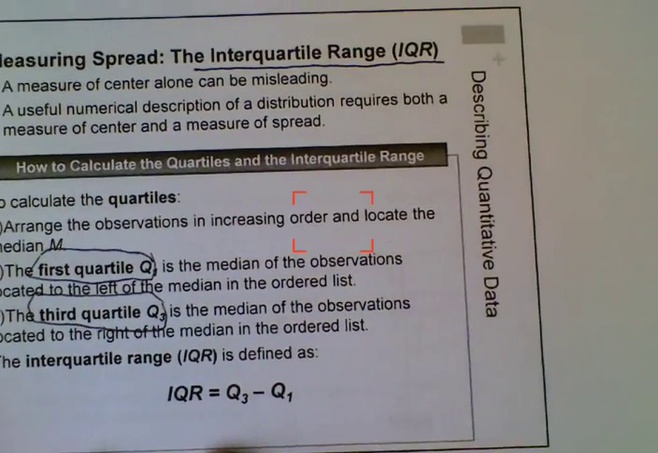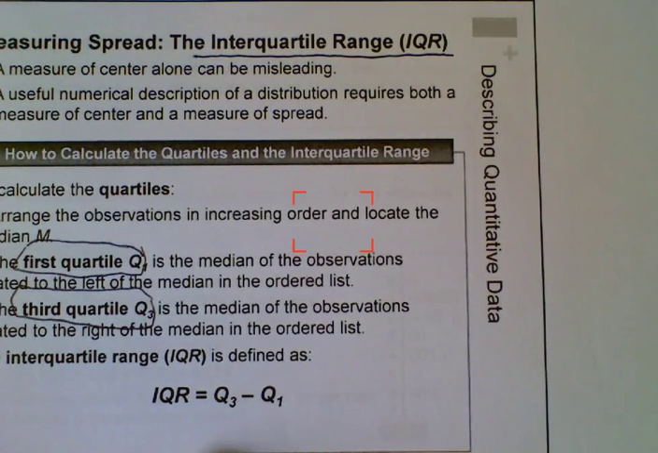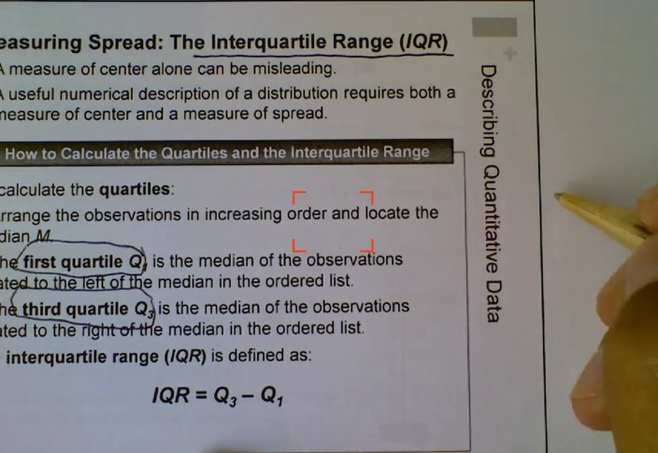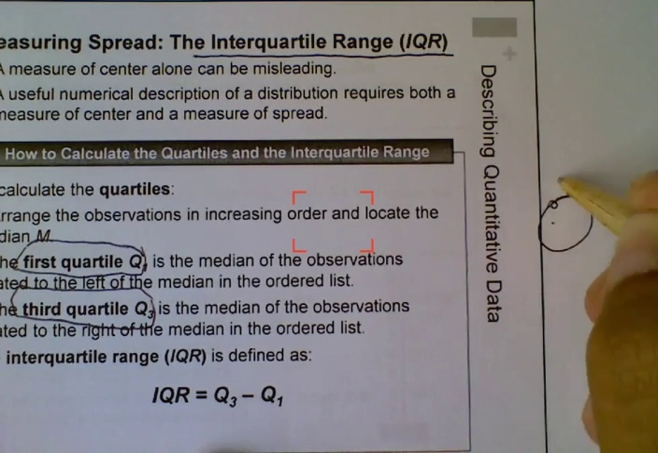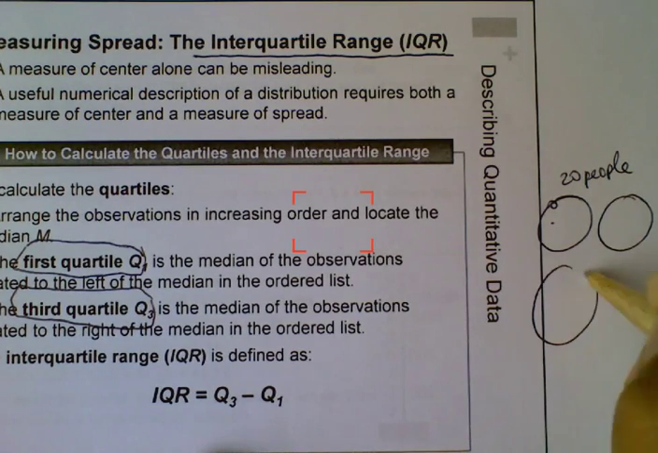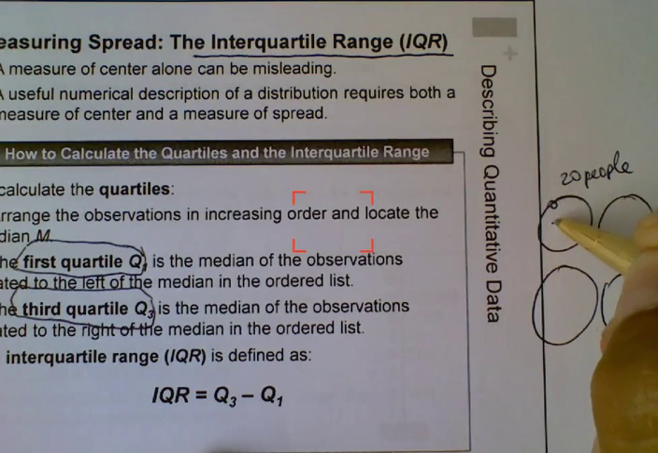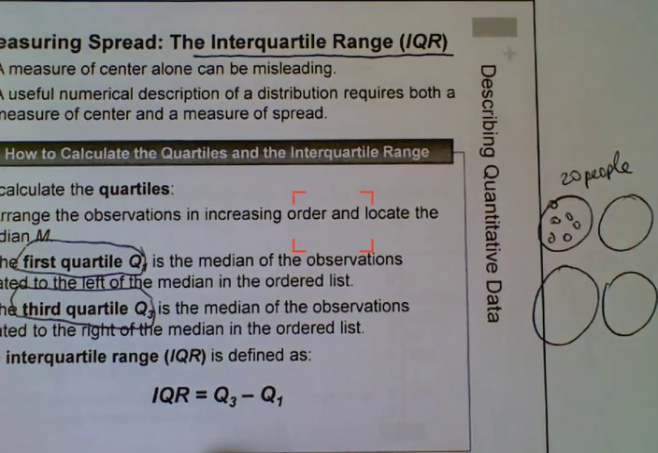So going back to the 20 New Yorkers that were questioned about how long they commute in New York City, I want to know, so I have 20 people, so I'm going to divide it in groups of 4. I want to know the lowest 25%, and I want to know the highest 25%.